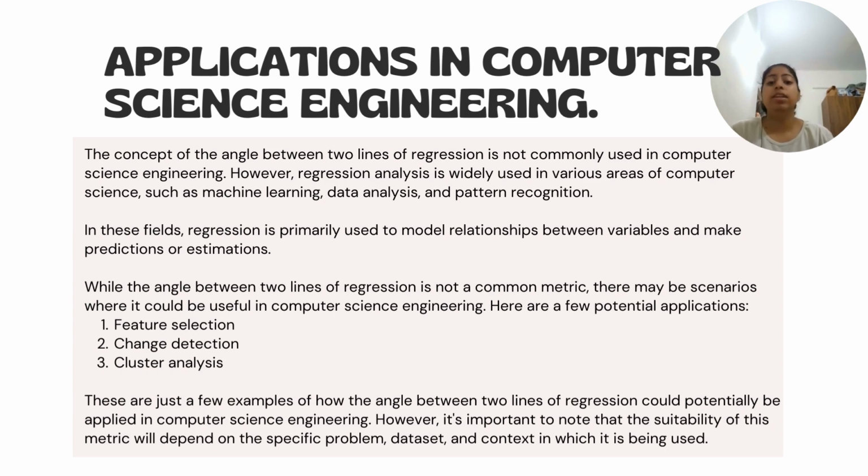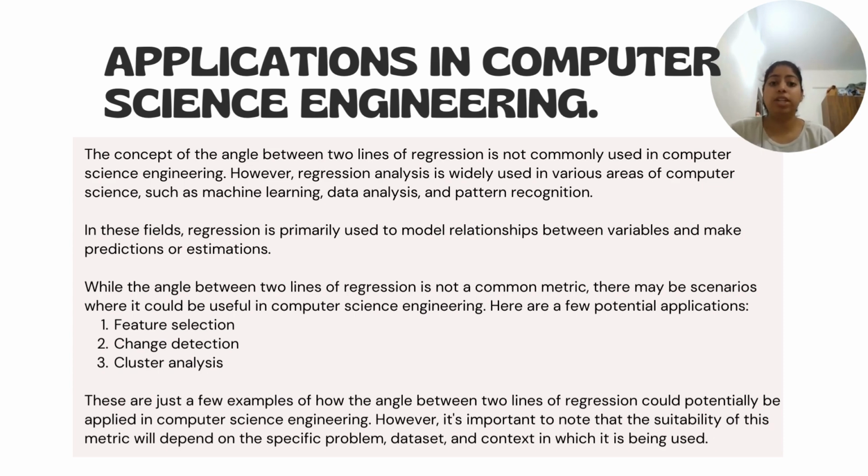In these fields, regression is primarily used to model relationships between variables and make predictions or estimations. While the angle between two lines of regression is not a common metric, there may be scenarios where it can be used in computer science engineering.